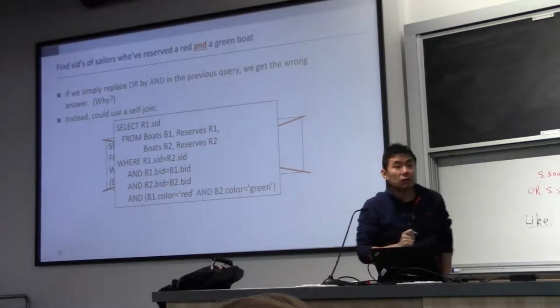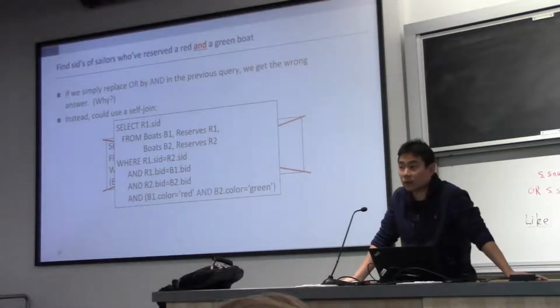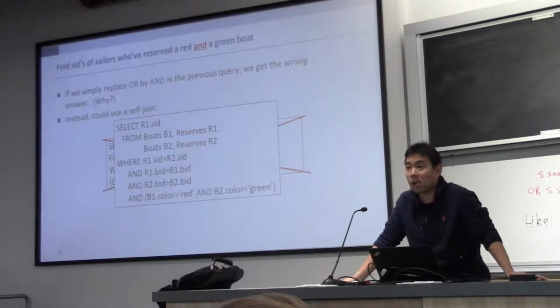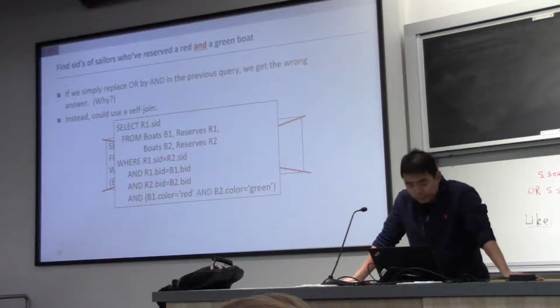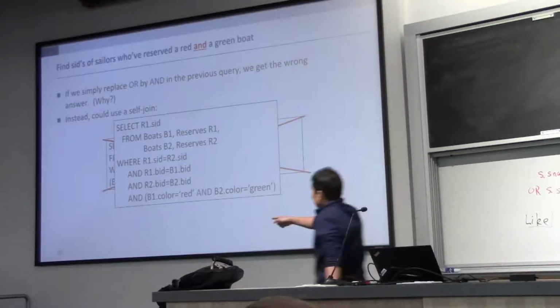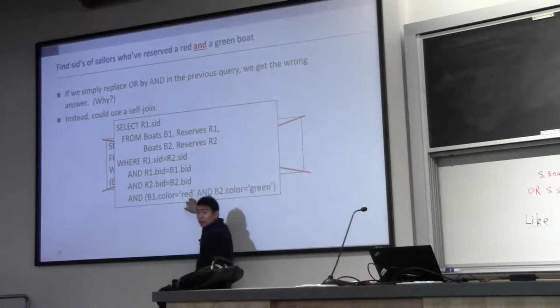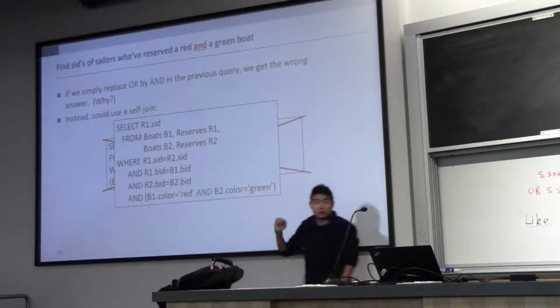That's the construction of this query. Any questions on this? Go ahead. So you're saying that R1, B1 is associated with the red color only in this? Yes, because I enforce the condition B1 color equals red, B2 color equals green. Okay.